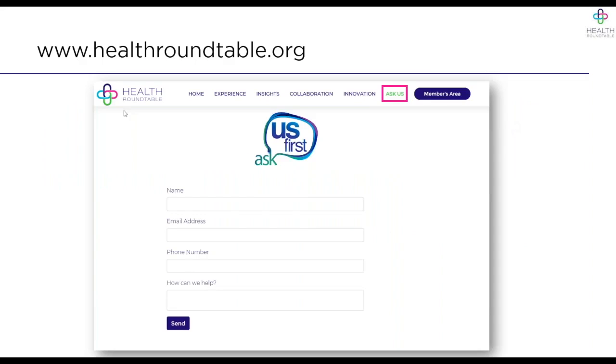We're hoping that that new model will be in use with our members by 2019.